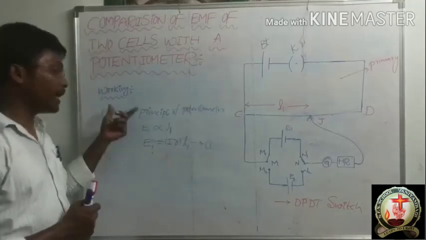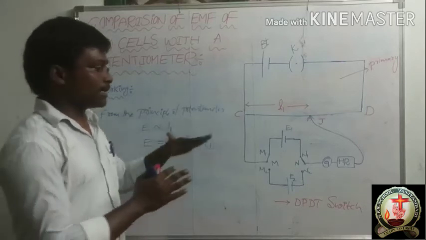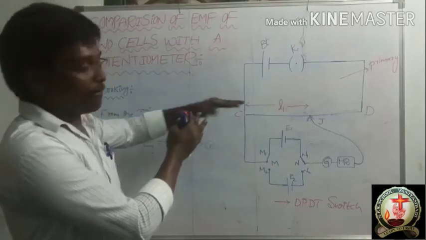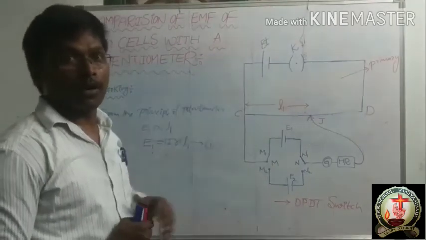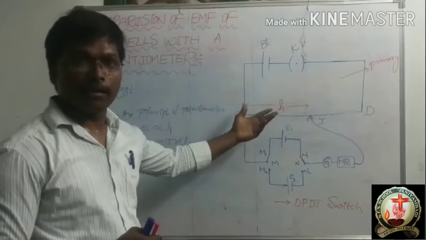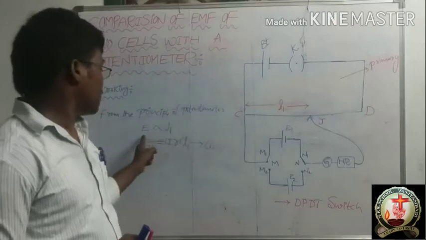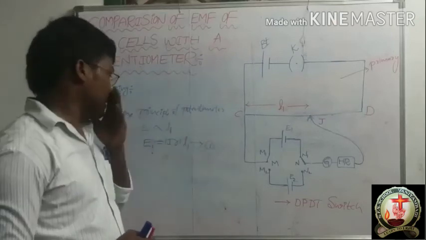In the working, this is the first point. I pressed the dp/dt switch towards the first cell. That time I found the balancing length by the use of the jockey. Then, from the principle of potentiometer, E1 is directly proportional to L1. So I wrote it like this.